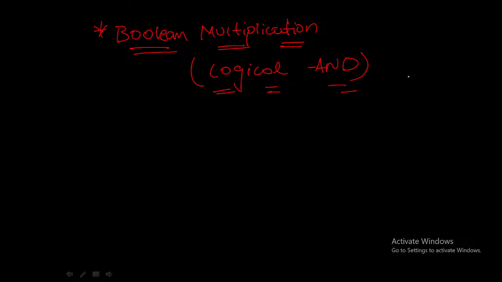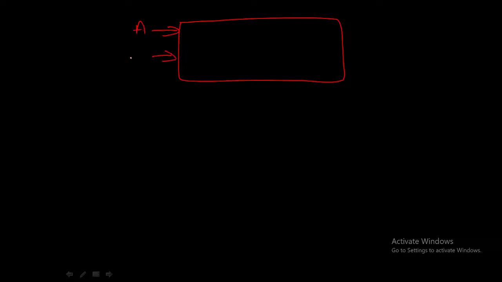So how is it represented? Boolean multiplication is represented by an operator called dot. We represent the logical AND using the dot operator. For example, again we will consider our circuit, this black box. We don't know what is inside this black box, and we have two inputs A and B and output Y.